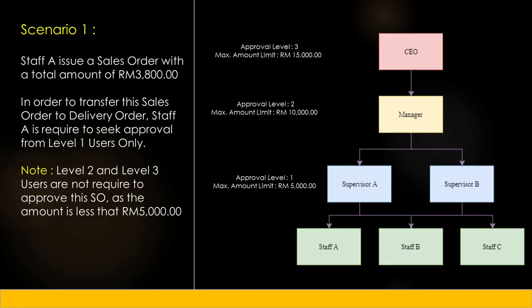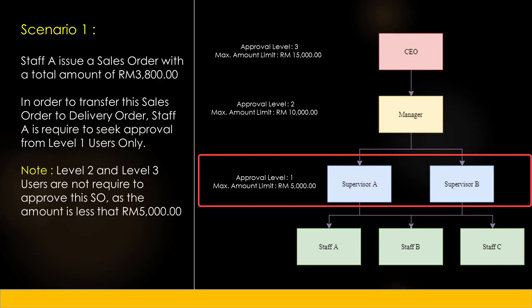To better understand how billing approval module works, I will show you two different scenarios. In the first scenario, staff A issued a sales order with a total amount of 3,800. In order to transfer this sales order to delivery order, staff A is required to seek approval from level 1 users only. Please take note that level 2 and level 3 users are not required to approve this sales order as the amount is less than 5,000.